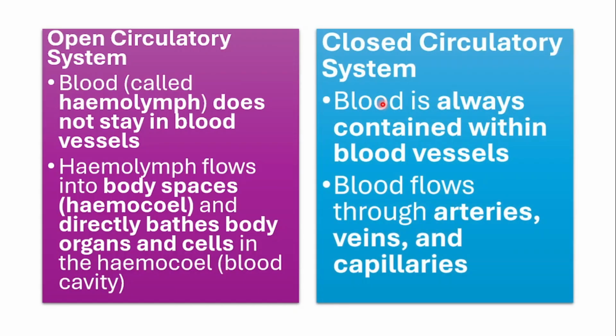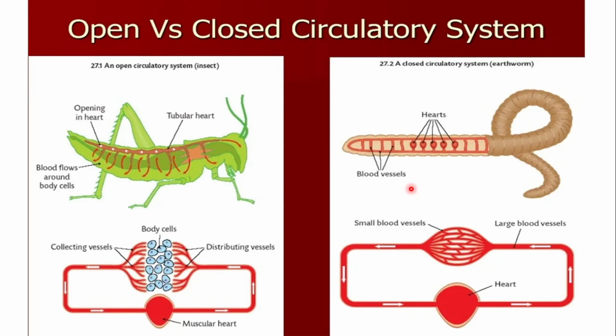But not so for a closed circulatory system. Blood is always contained in blood vessels, and blood flows through arteries, veins, and capillaries, right? And so that's the difference. So an open circulatory system is going to have the hemocoel. That's going to be the blood cavity where the blood is going to go and it's going to directly bathe the organs and the cells. So this one here is showing an insect with an open circulatory system. As you can see, the blood leaves the blood vessels and directly bathes the body cells. Same thing here, the blood leaves the blood vessels and directly bathes the body cells and organs.